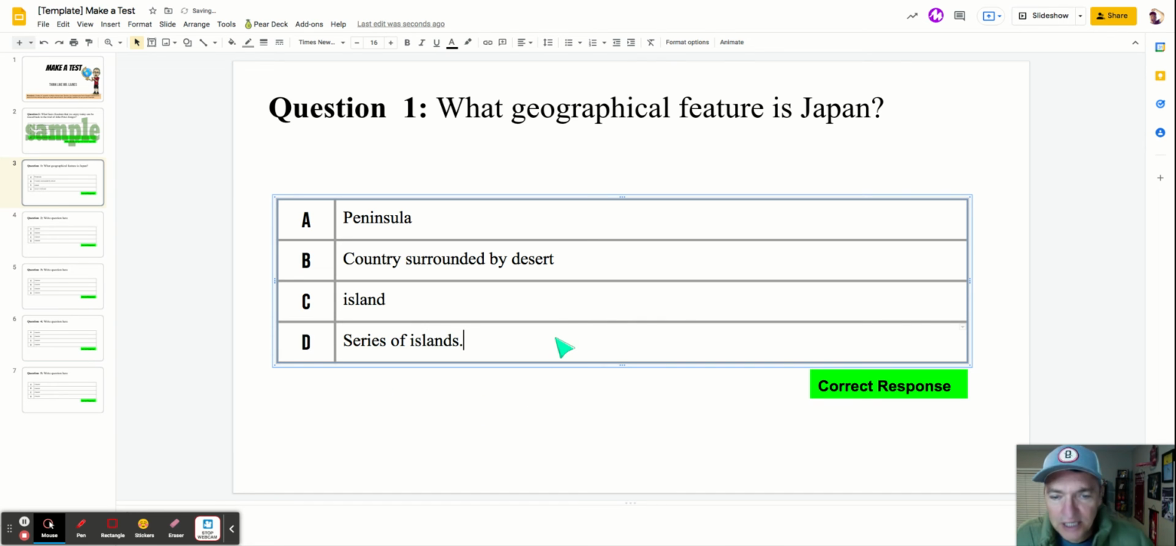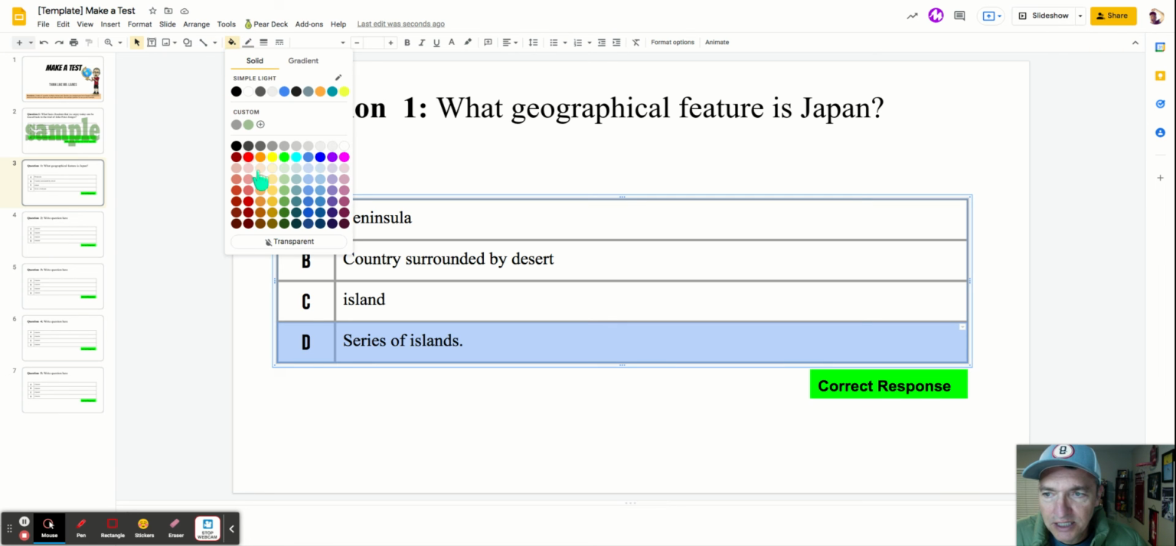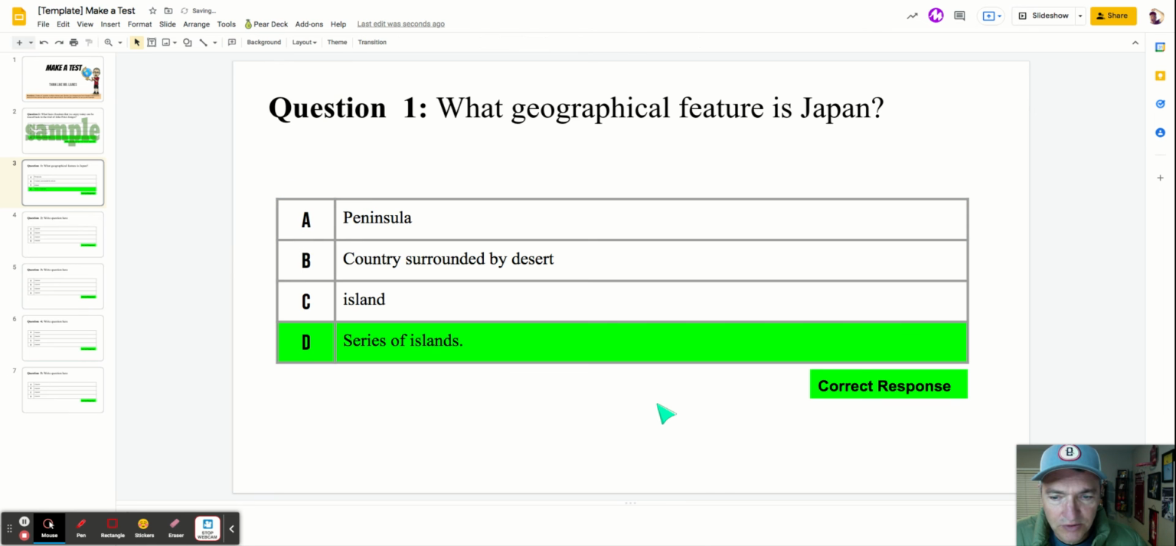And then you're going to go ahead and highlight. Just take your cursor, go over that cell that has the correct response, go up to the top where you see the paint bucket, and fill that with the color of your choice. Mine's green right here for my correct response. And now you've created one question.